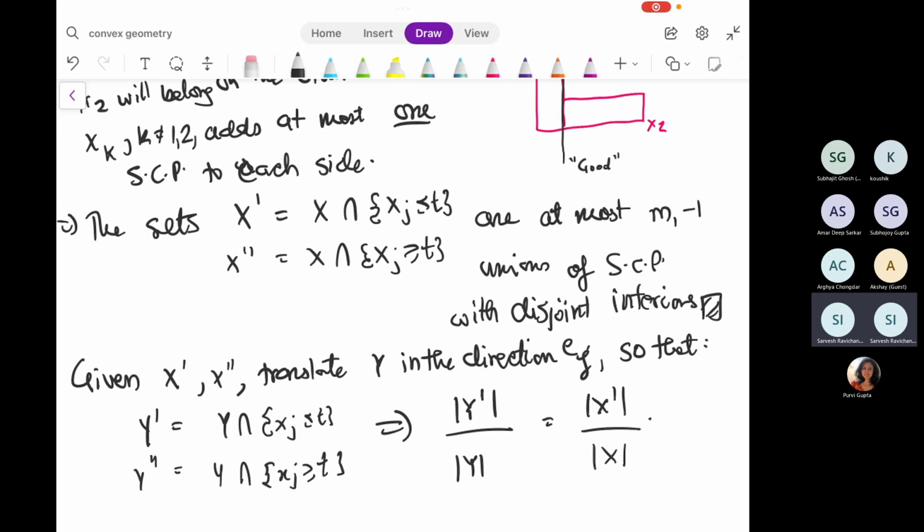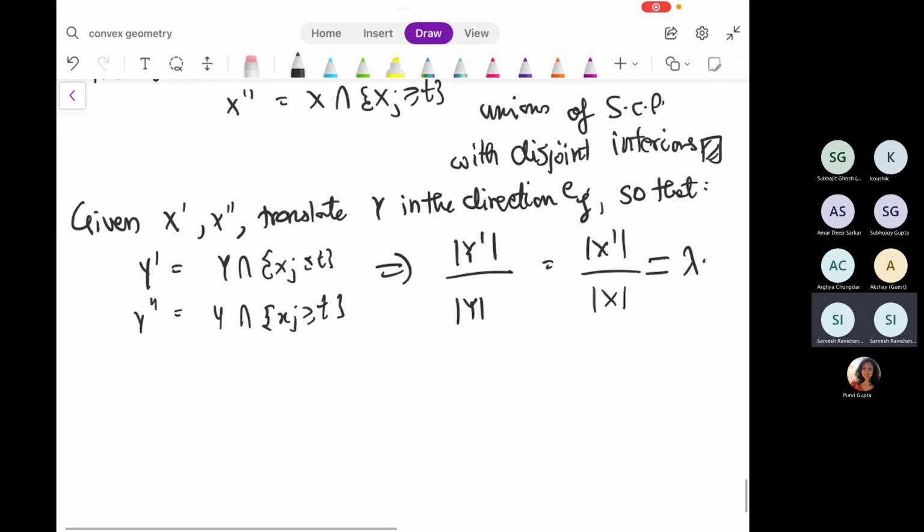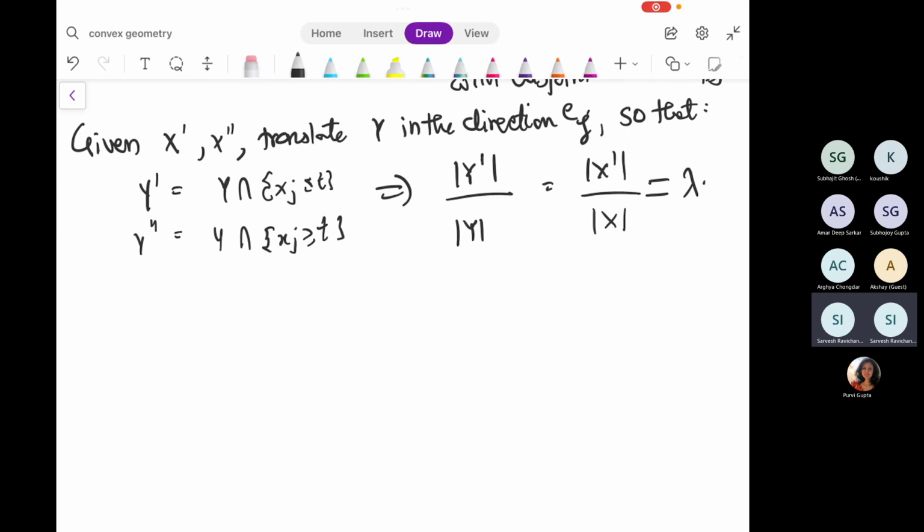But y prime and y double prime are formed by moving y in that direction ej, so that this particular area relationship is formed. And the reason why this area relationship is necessary is because when you're applying Brunn Minkowski, the induction step, this ratio, which is strictly between 0 and 1, possibly could be 0 or 1, will be lambda. And with this lambda, it turns out that we can apply the induction case.